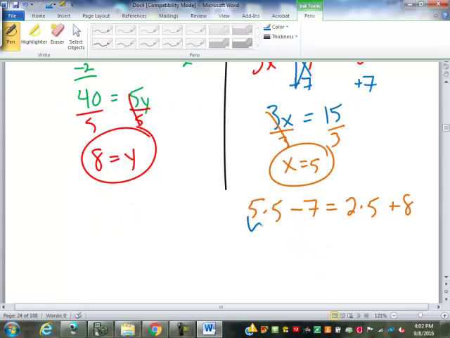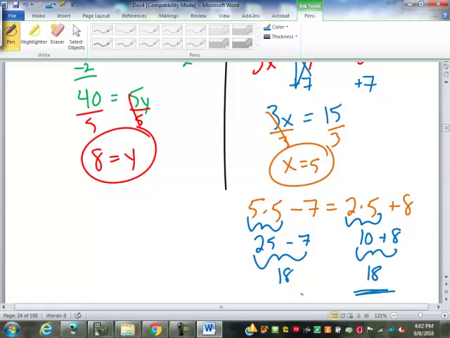So I'm going to do this side. 5 times 5 is 25 minus 7 is 18. This side, 2 times 5 is 10 plus 8 is 18. I get the same value on both sides. Questions?